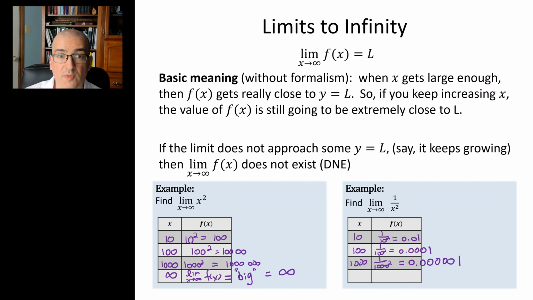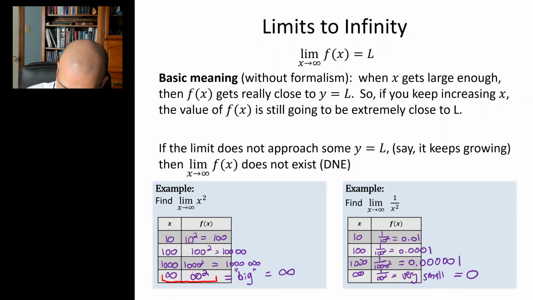So it's getting really small. When x gets big, 1 over x squared gets really small. So I put in infinity, and you get 1 over infinity squared, which is very small. It's 0. So don't write this. Don't write infinity squared. Don't write 1 over infinity squared. This is bad notation.